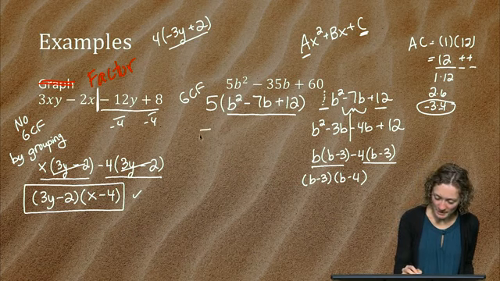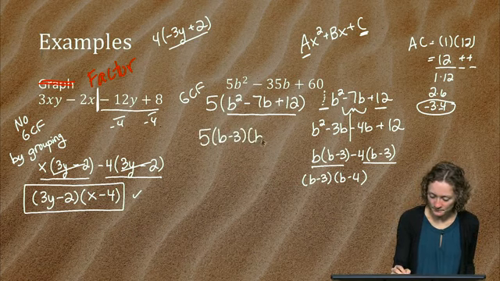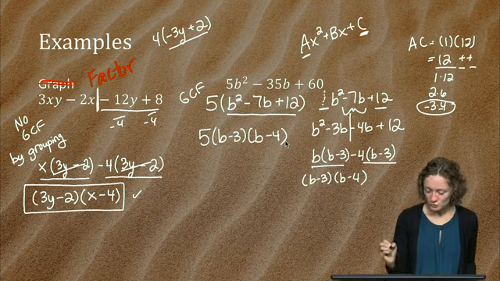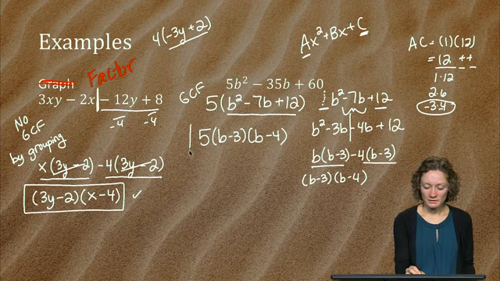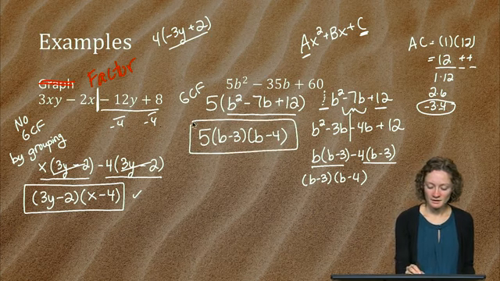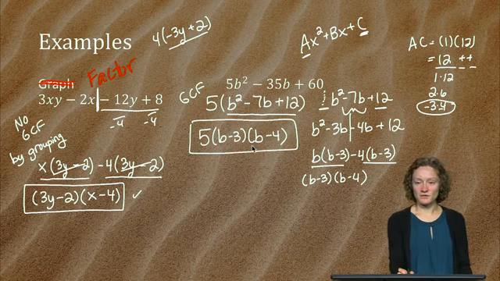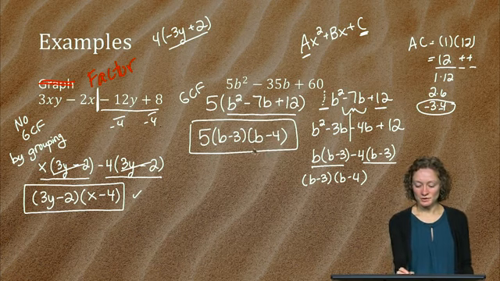Okay, so let's pull that back into our ultimate problem. We have 5 times the quantity, b minus 3, b minus 4. The GCF is part of the answer, and the 3 terms factored into these 2 sets of binomials.